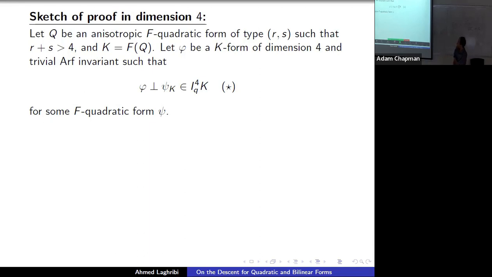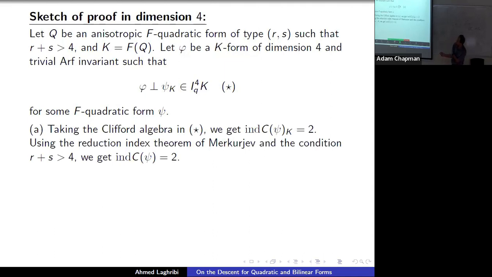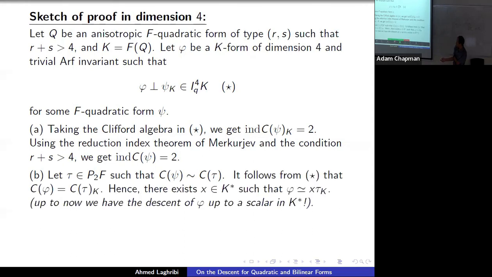So how do we proceed? I take the Clifford algebra, or the Clifford invariant, if you like. We take the Clifford invariant in SPAR. We get this because this is similar to a two-fold Pfister form. So the index of the Clifford algebra of psi over K is 2. And now using the index reduction theorem by Merkurjev and this condition, we get that the index of psi, in fact, is 2. Which means that C psi is Brauer equivalent to C tau, where tau is some two-fold Pfister form. So we take tau in P2F such that we have this.